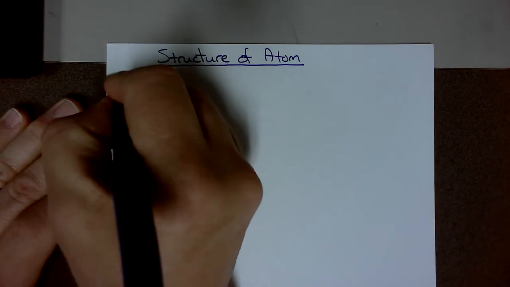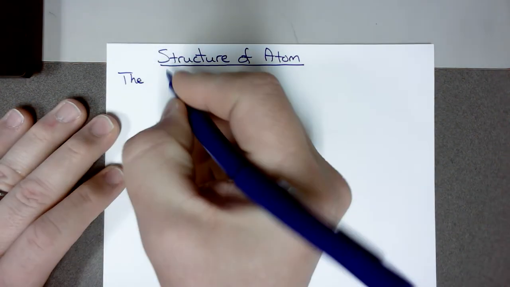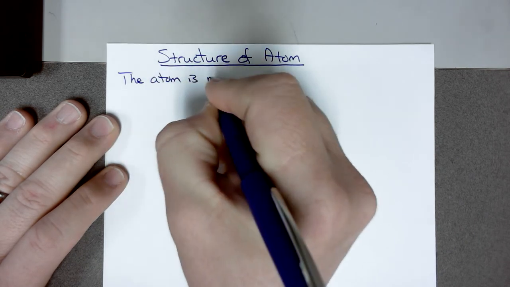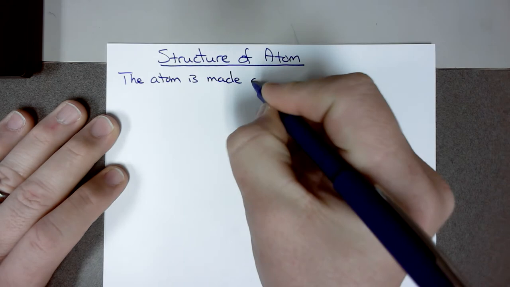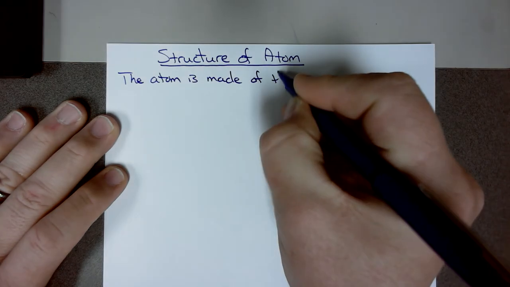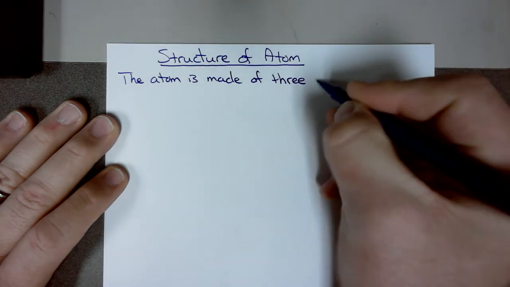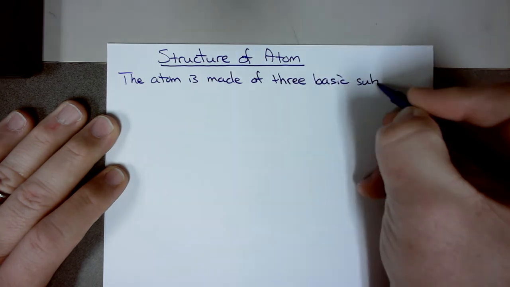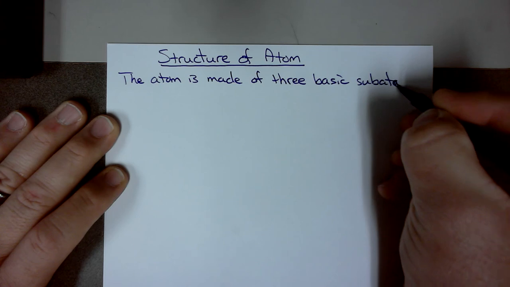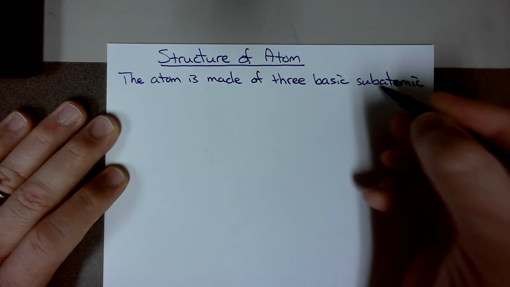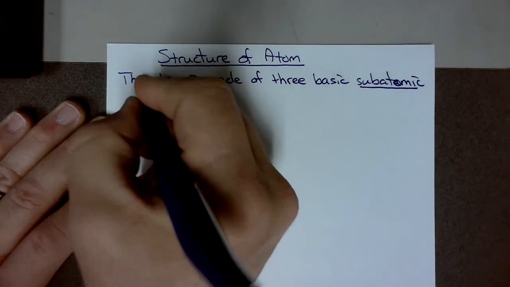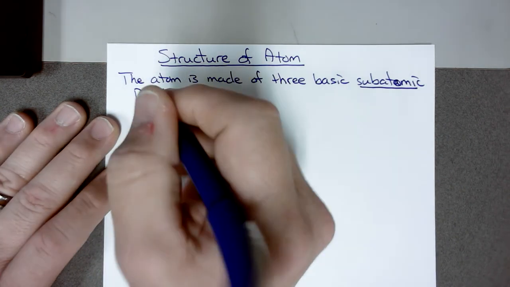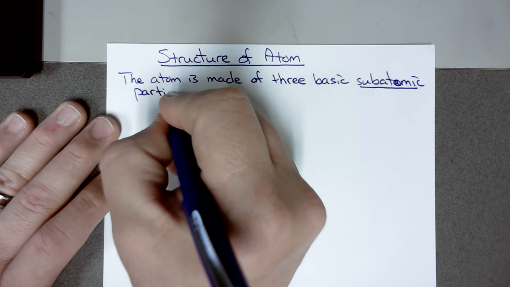Now the atom is made of three basic subatomic particles. And so we're going to make a quick chart of these particles and some properties of the particles.